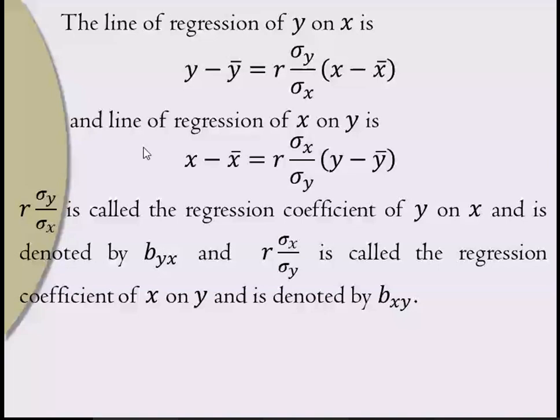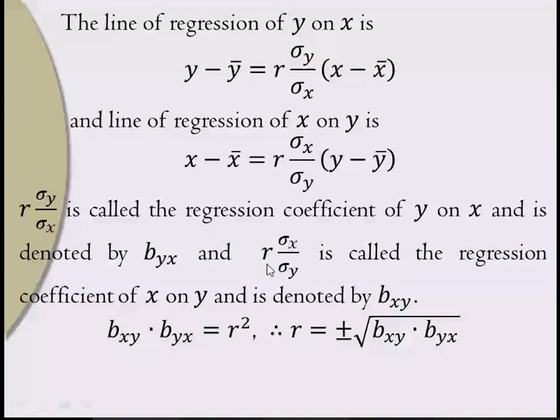So we are having these regression coefficients. This regression coefficient is denoted by byx, and R into sigma x by sigma y is denoted by bxy. Now, if we take the product of these two terms, bxy and byx, then what happens? Sigma y gets cancelled, sigma x gets cancelled, and we get R into R, that is R square. So bxy into byx is equal to R square.